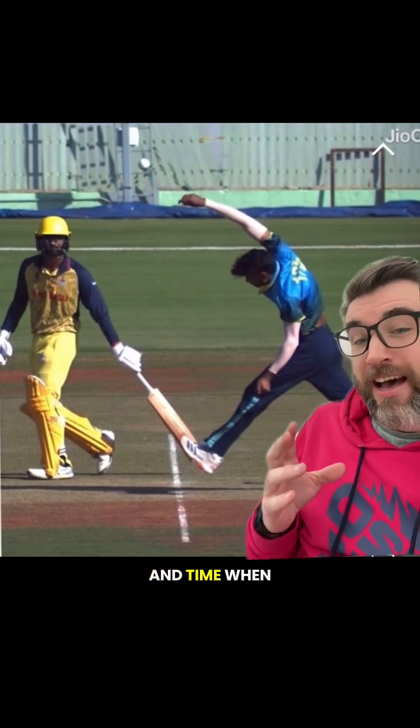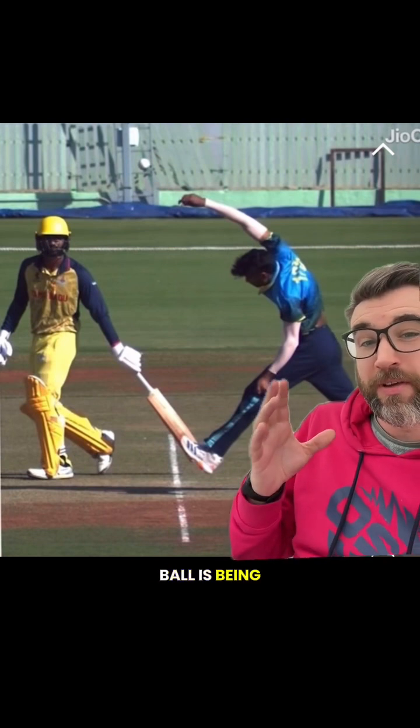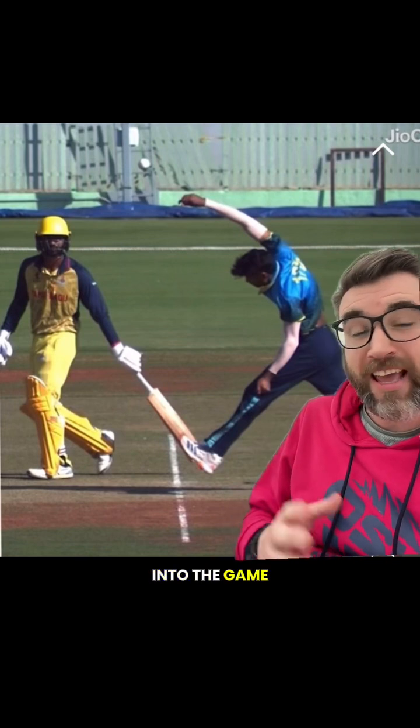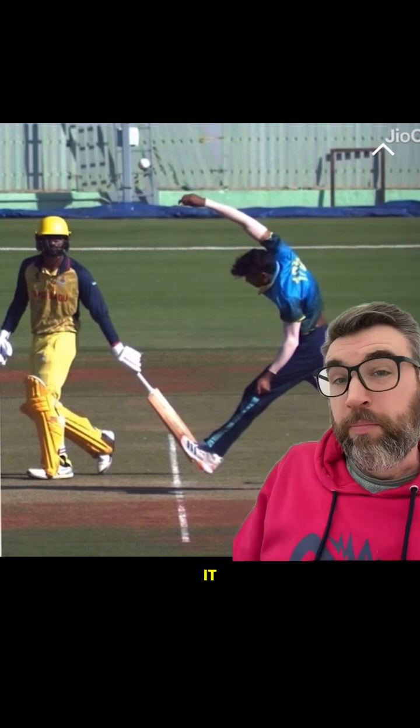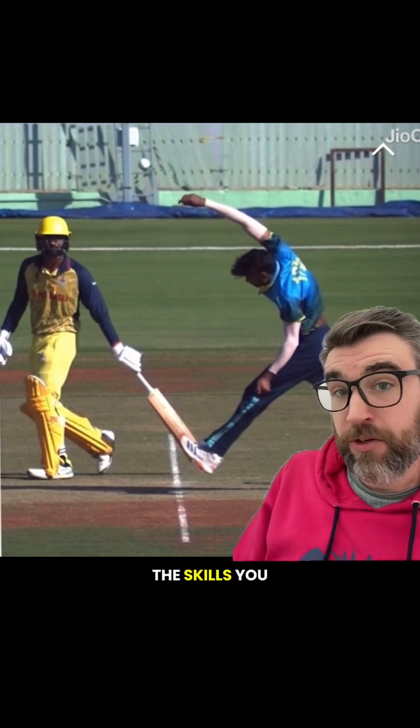You can try and time when it is that his foot is landing versus when it is that the ball is being released, and that way when you get into the game, it won't be the first time that you've seen it. But if this is the first time you're seeing a bowler like this, you've got to be prepared with the skills you already have.